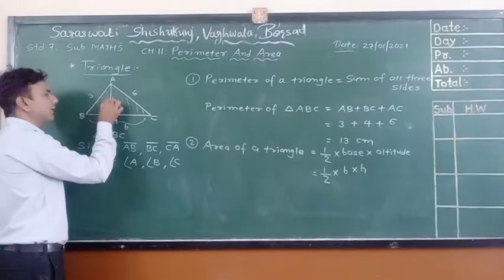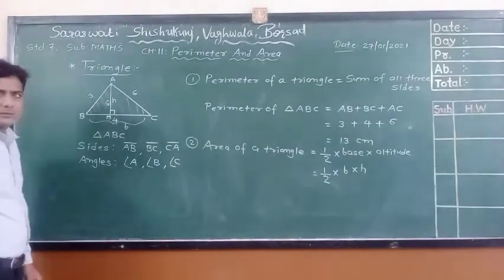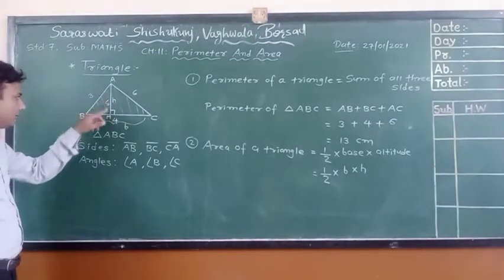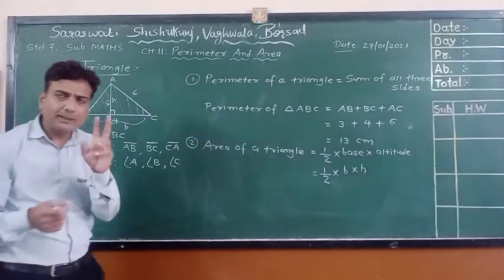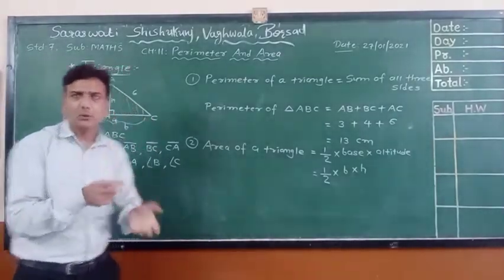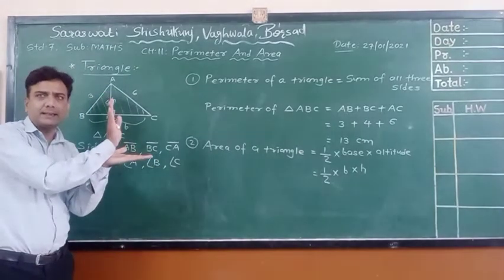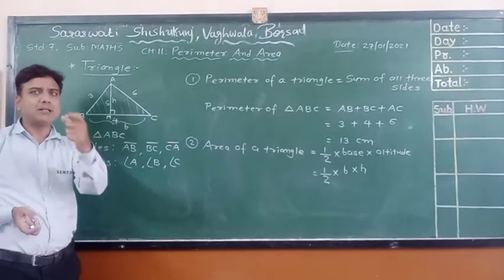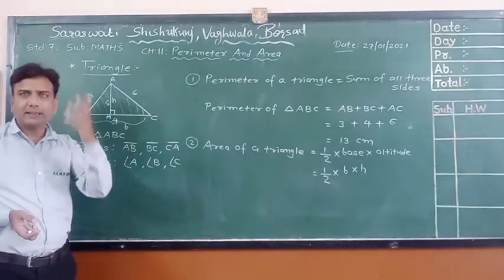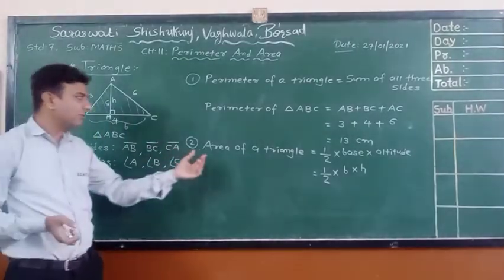Suppose the base measurement is given as 4 cm and the altitude is given as 5. Base given 4, altitude given 5, find its area. It is simple, here we require only two things: one is base and second is altitude. If we have both values, then we can find its area easily.